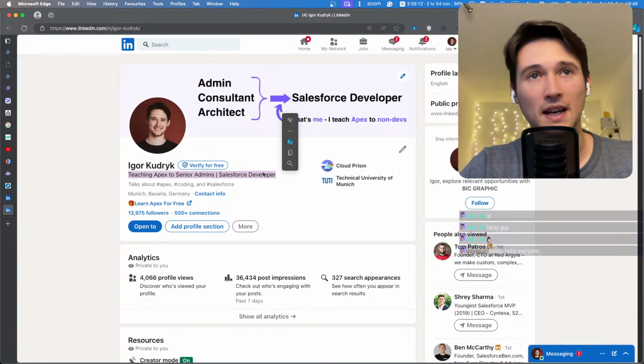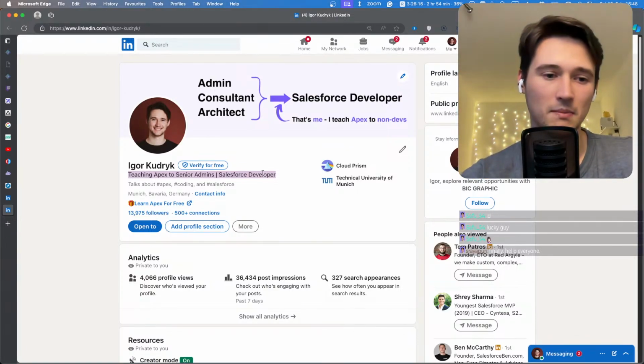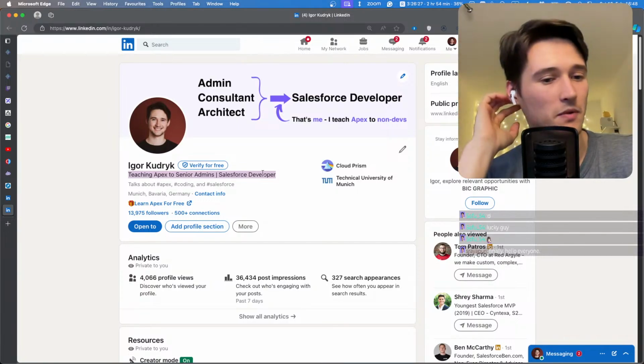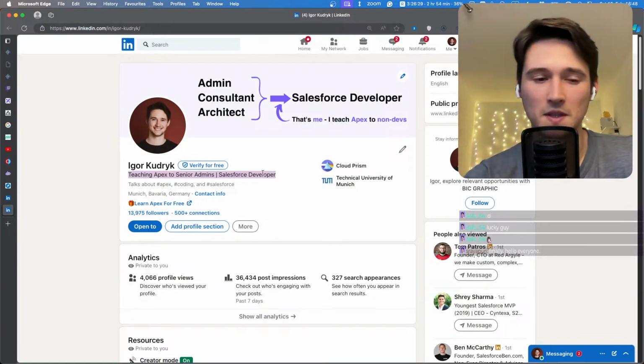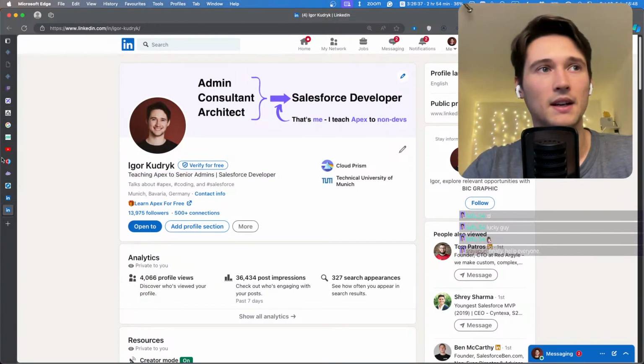So this title is basically what people see whenever you interact, or the first thing that people read about your page. And this is where you need to summarize how you can be helpful for someone. For example, for me, it's teaching Apex to senior admins. It's quite clear. I teach Apex to whom? To senior admins. Very clear. And then I also have here Salesforce developer.